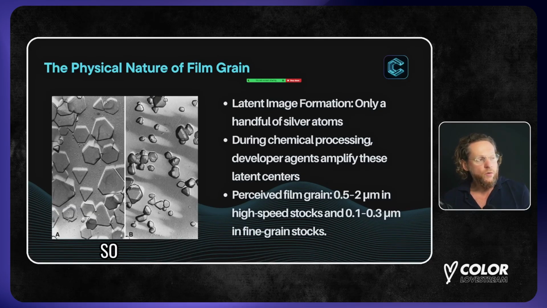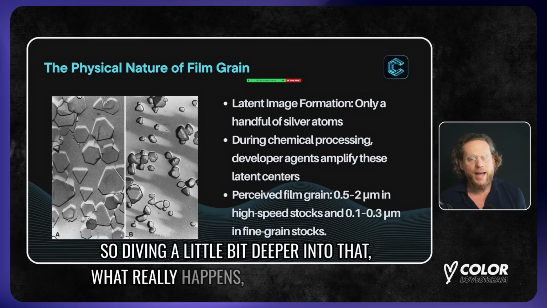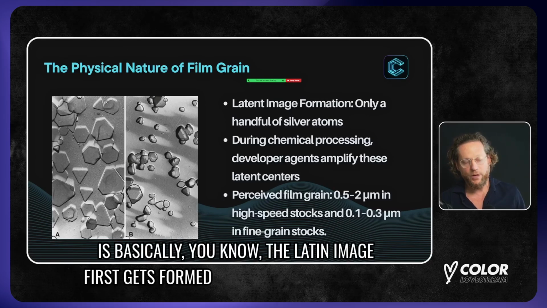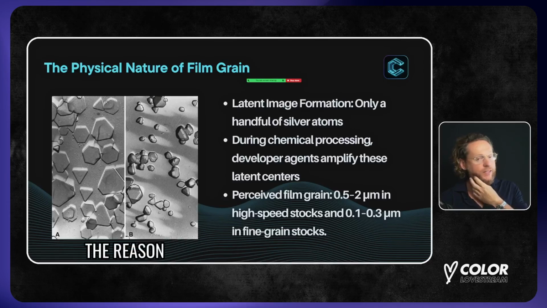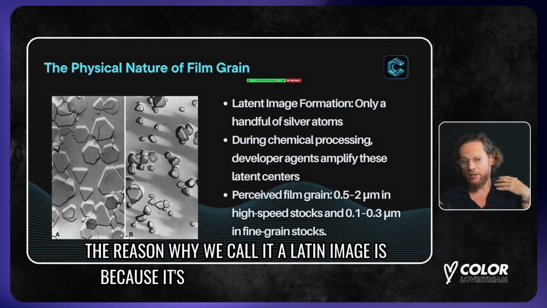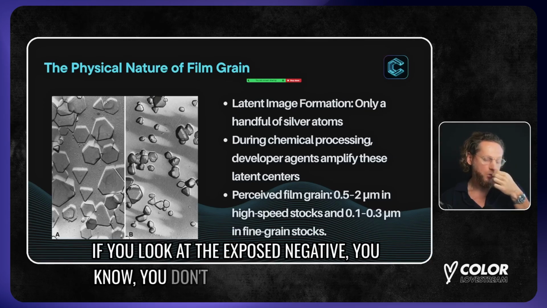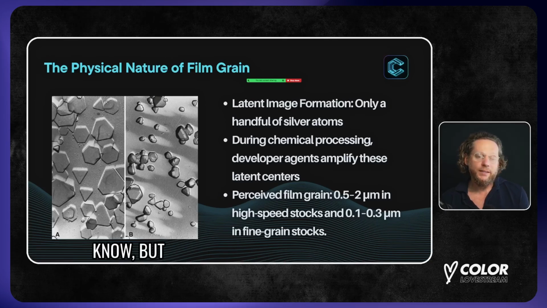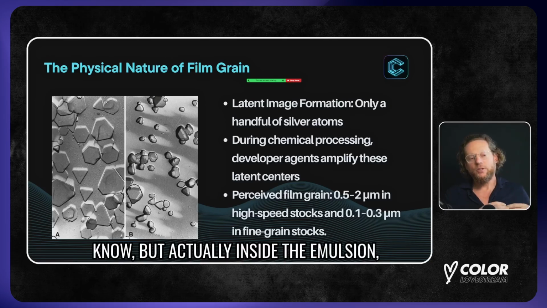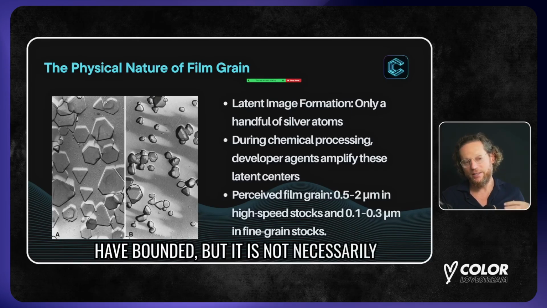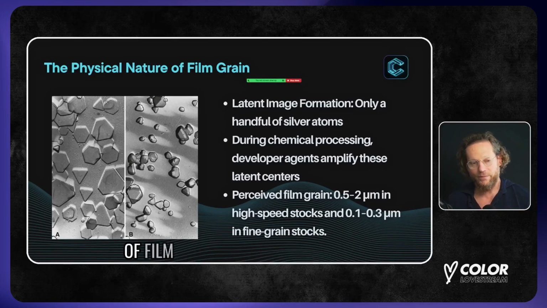Okay, diving a little deeper into what really happens on film: the latent image first gets formed when it gets exposed to the light. The reason we call it a latent image is because it's not visible to the eye that anything has changed. If you look at the exposed negative, you don't see any difference, but inside the emulsion the silver atoms have reacted and bonded, though it is not visible on the surface of the film negative at the moment.